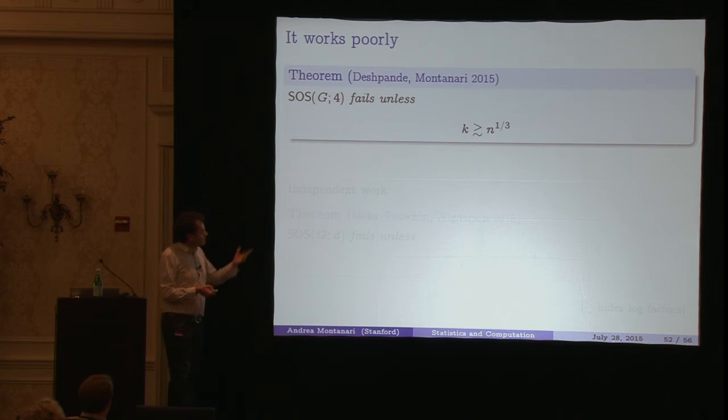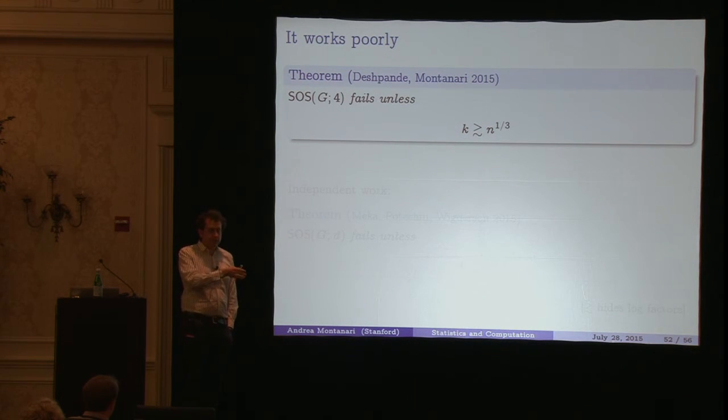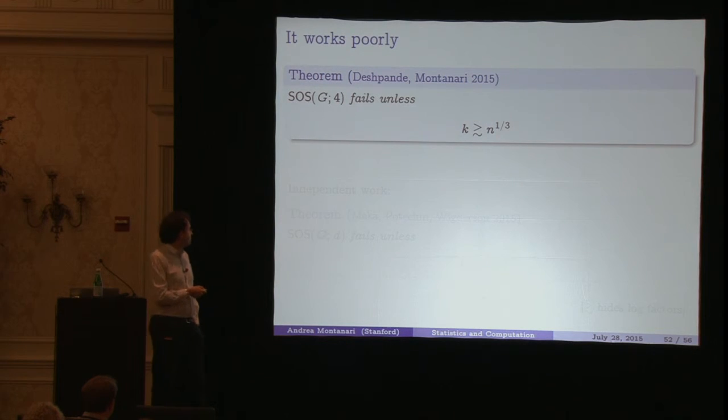Okay? So this is a theorem that we had early this year, which appeared in COLT a few weeks ago. It says that SOS_4 fails, so we looked only at the next level. But if you think of it, this is already a very complex algorithm. Its time complexity is at least n to the 4 or n to the 6. Unless k is bigger than a power of n, and the power is n to the 1/3. And this twiddle hides polylogarithmic factors.